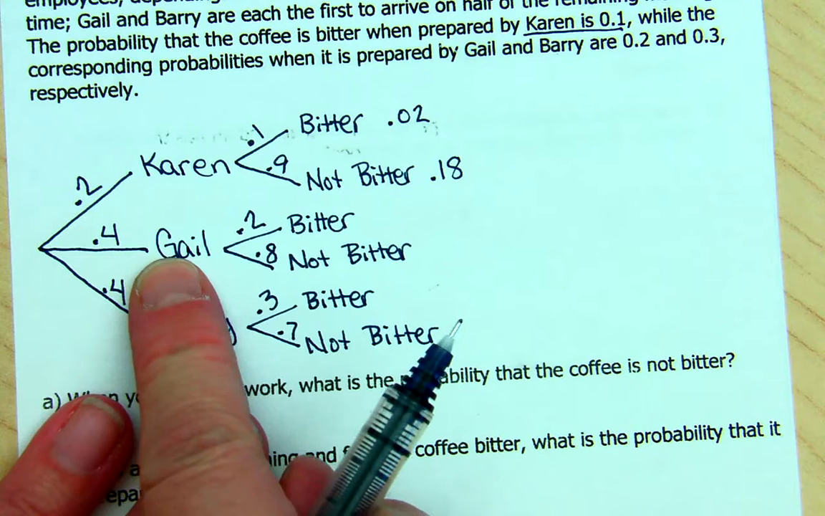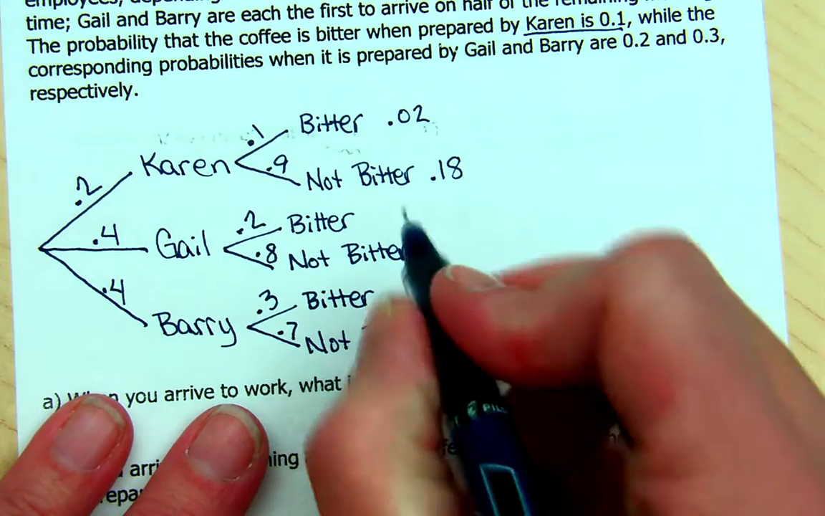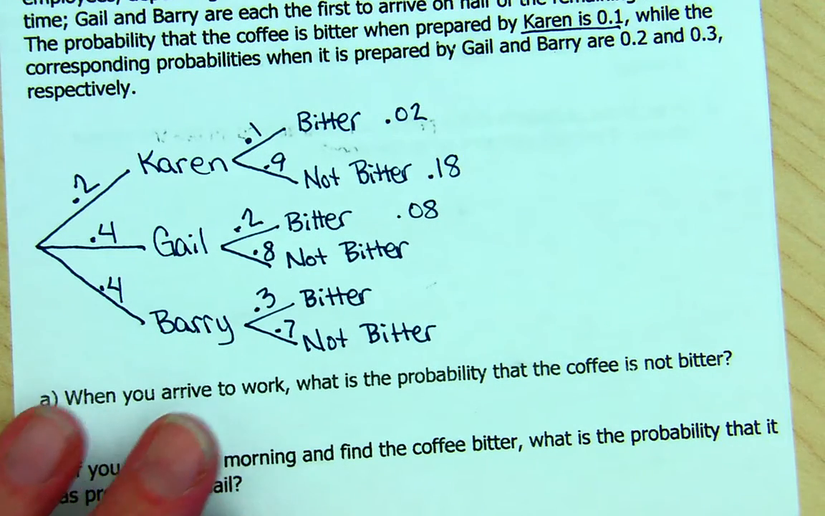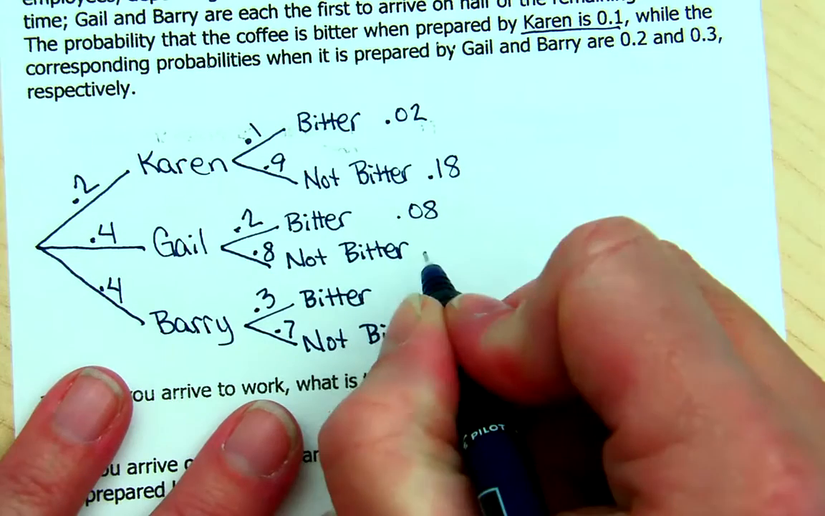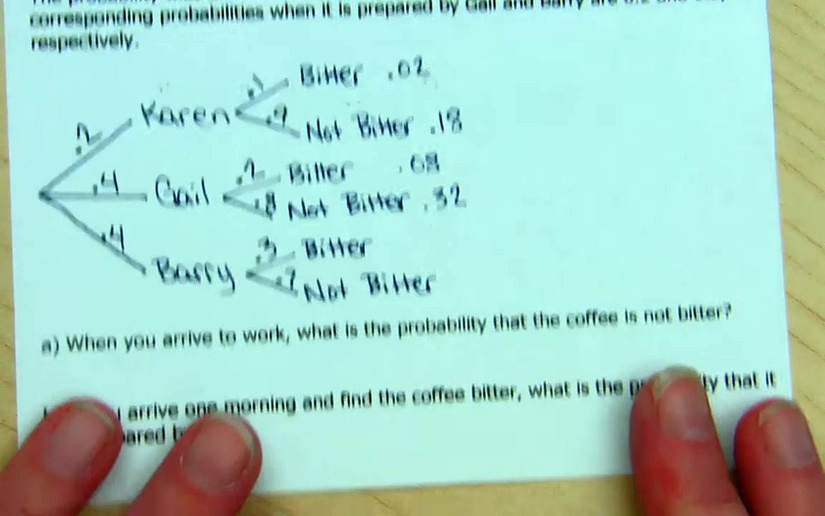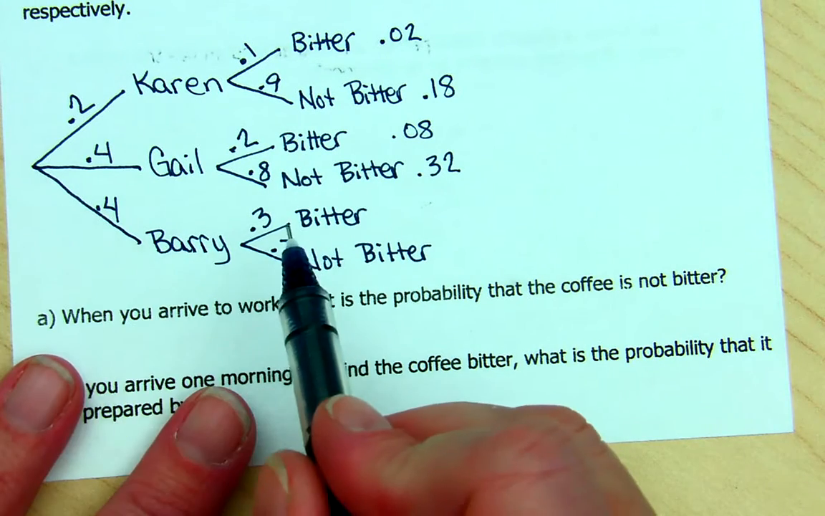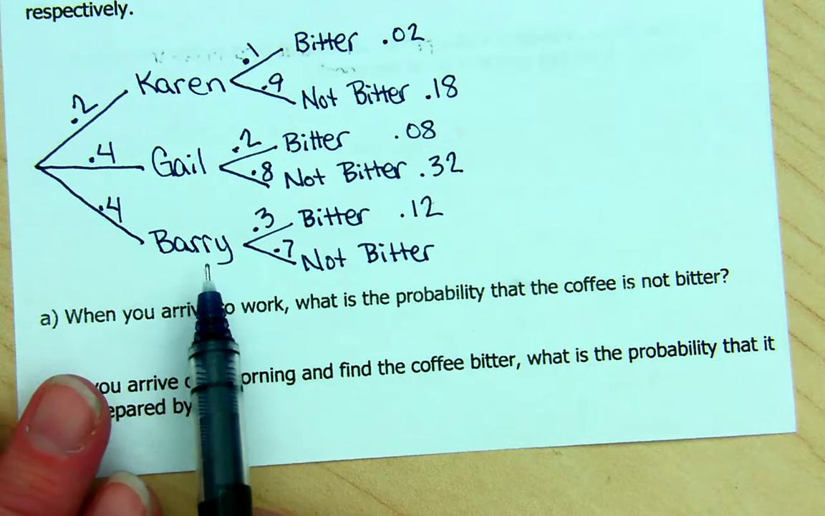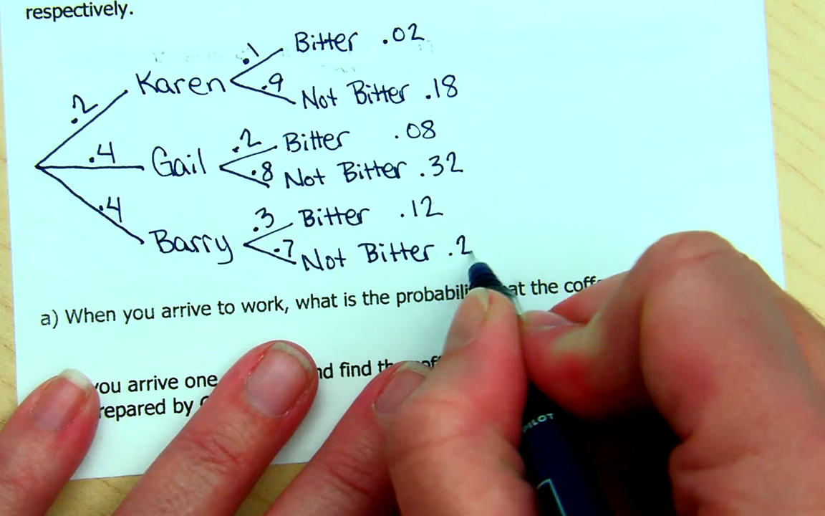We want Gail to make the coffee and it's bitter, we do 0.4 times 0.2 would be 0.08. Gail not bitter would be 0.4 times 0.8 would be 0.32. And then Barry bitter would be 0.4 times 0.3, 0.12. And then Barry not bitter would be 0.4 times 0.7 or 0.28.